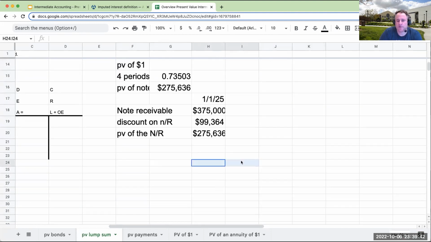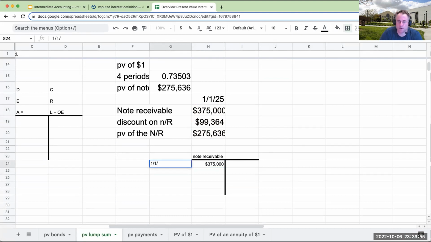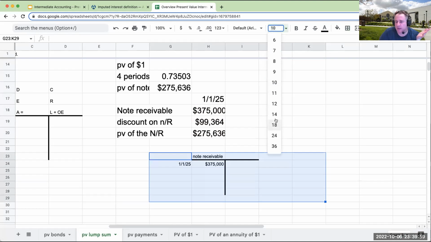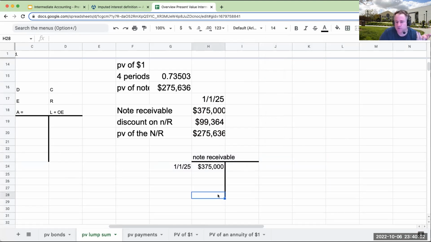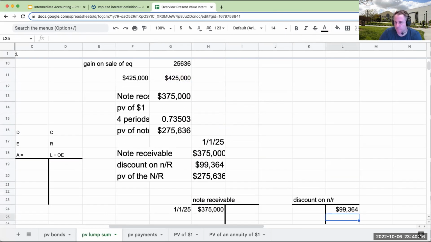Okay, so as I'm looking at this over here, my note receivable, I'm going to be showing at $375,000. When this note receivable is ultimately paid off, this will eventually go to zero. But what I also need to remind myself of is I'm going to have a discount on notes receivable. My discount on notes receivable has a credit balance, right? Because it's reducing the carrying value of the note.